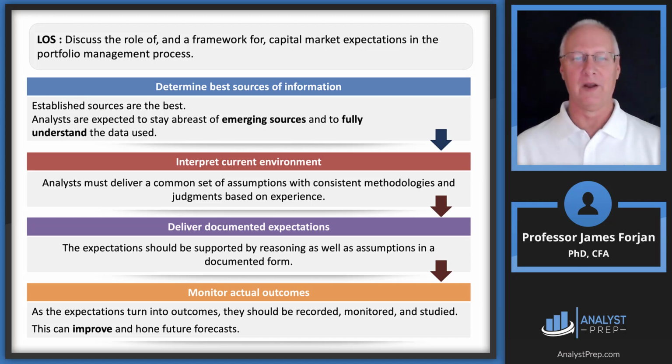Oh boy, look at the red one here. Interpret current environment. So this is what we're being taught, level 1, level 2, and level 3, to be able to process all of this information. And remember, Eugene Fama and Harry Markowitz and William Sharpe, they all relied on this concept of a rational investor. And a rational investor is able to interpret current information accurately and responsibly and prudently, and all of those good words. And so notice what we have written down in there: deliver a common set of assumptions with consistent methodology. That makes perfect sense.